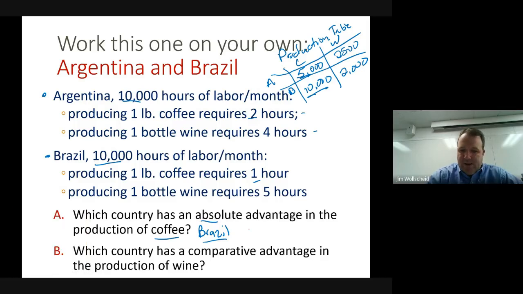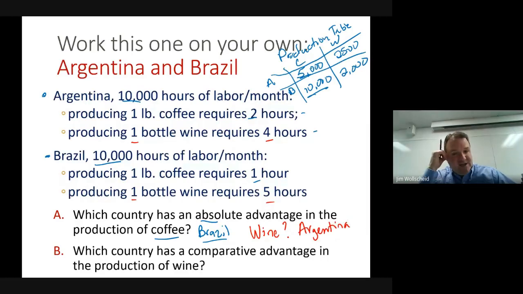What about wine? Who has the absolute advantage in wine? Well, Argentina, 1 for 4 hours. Brazil, 1 bottle in 5 hours. So Argentina is better at producing wine than Brazil. So Argentina has the absolute advantage in wine.